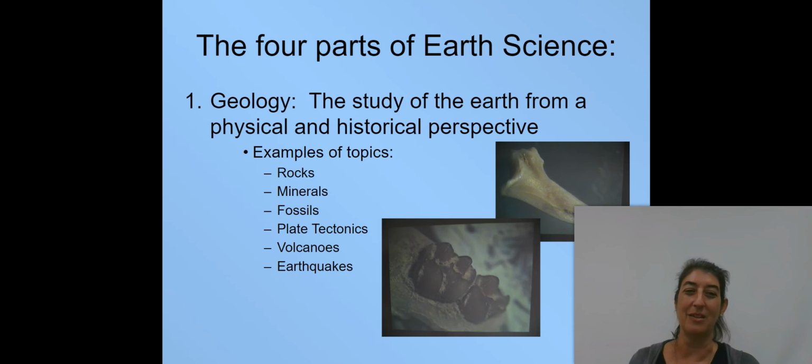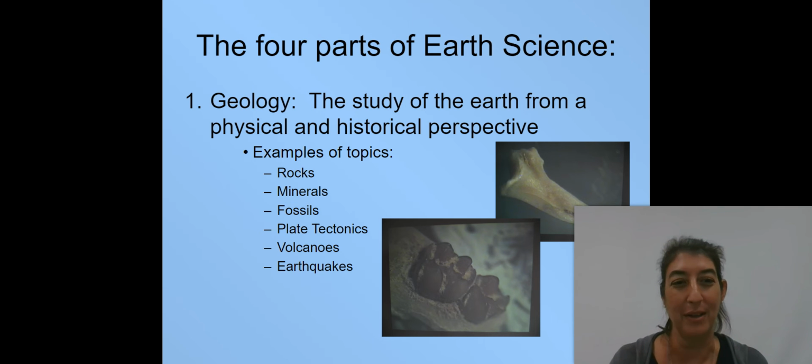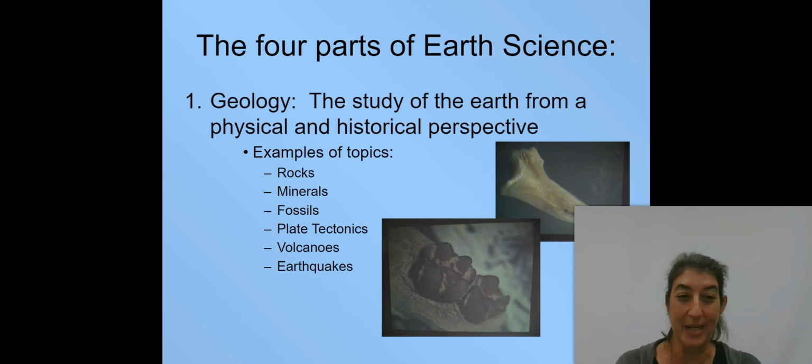Students really tend to enjoy this part of the curriculum when we get to talk about fossils and how we know what things looked like in the past. How do we know there were dinosaurs? How do we know when they died out? All of those kinds of things that are intriguing.